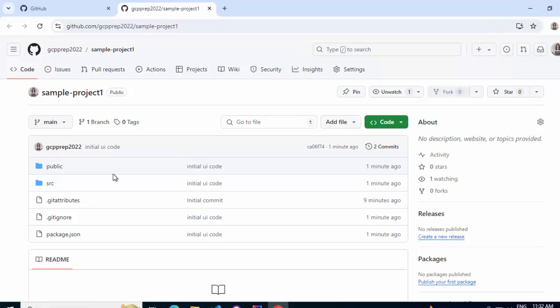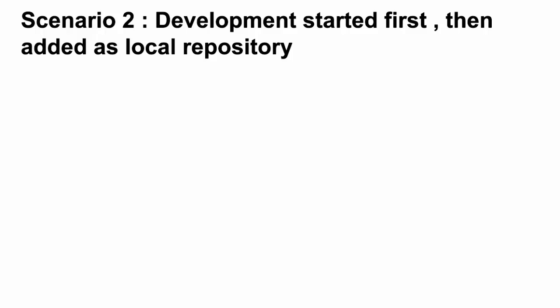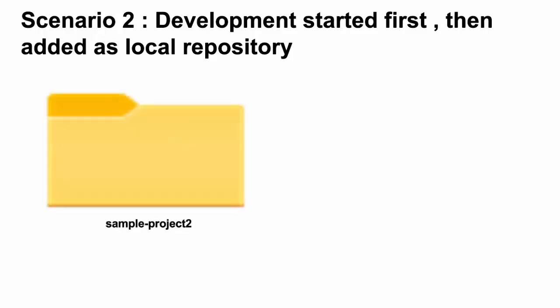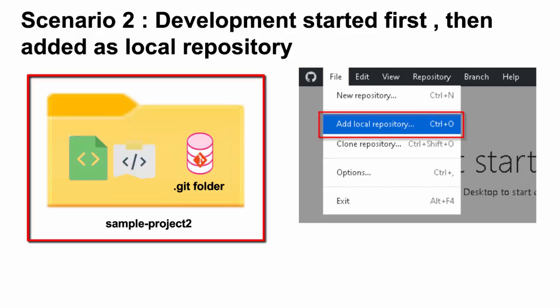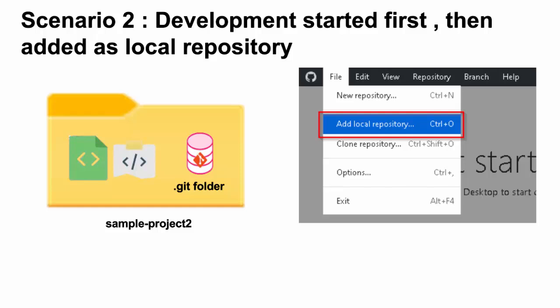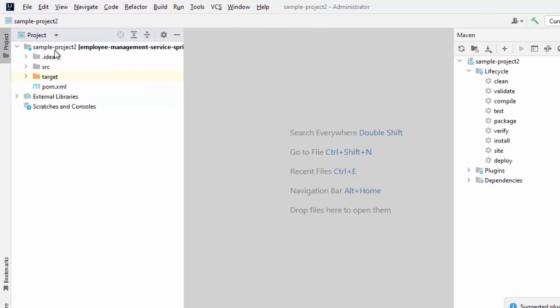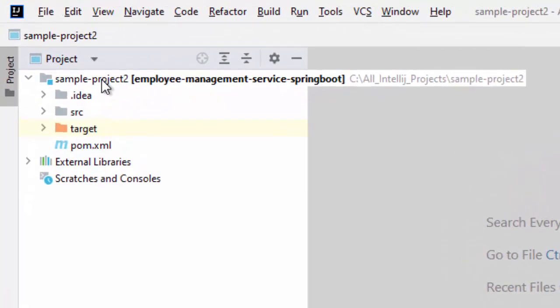What about the other scenario? So this is the scenario I was talking about, where the development started first in a particular folder and then we added it as a local repository. So I have a sample folder, sample project 2. I work on it. I develop some code. Then from GitHub Desktop, I add this folder as local repository. Now, inevitably what happens, the .git folder gets created and this particular folder gets tracked as a repository. So in this case, how things work, how to ignore the files, let us explore that. So I have already developed project, sample project 2.